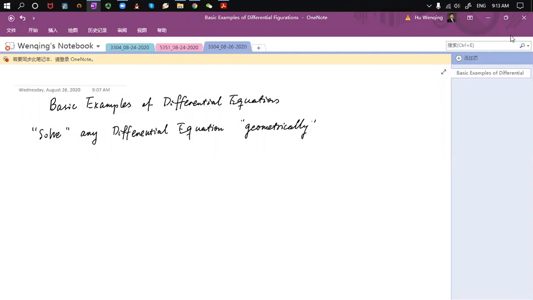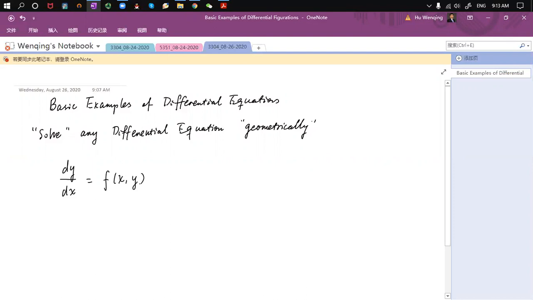Now, in order to solve such a differential equation, let us first write down a differential equation very generally. Let me write it as dy over dx is equal to f of x and y. That's a very general differential equation, right?